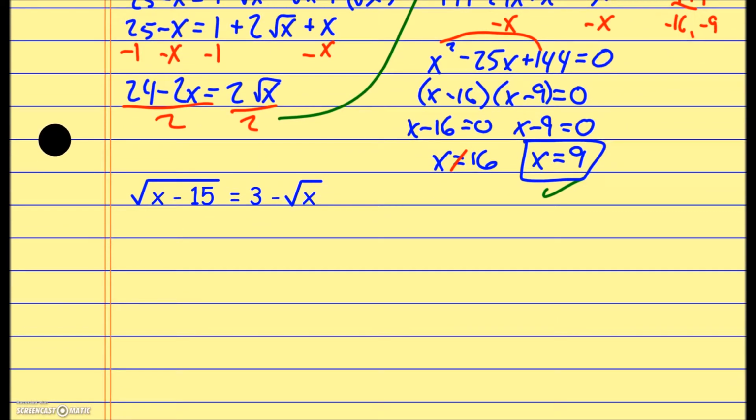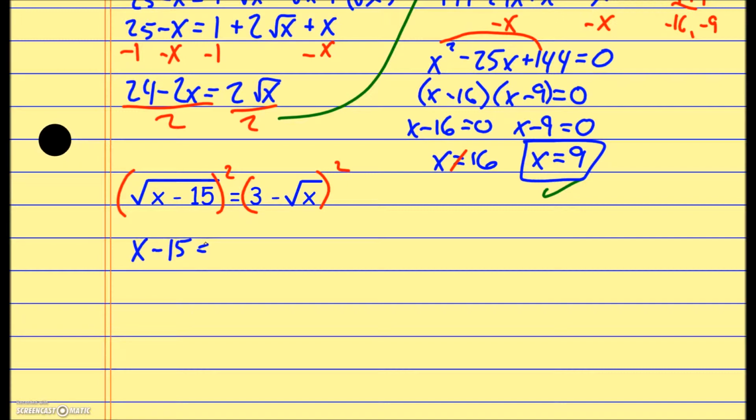If I look at the next one, again, the larger of the two radicals is already isolated, so I'm going to go ahead and just undo the larger radical first. So I'm just going to square each side. When I do that over on this first side, I'm going to be left with the x minus 15. On the other side, I've got to square this binomial, so I do the binomial times itself.